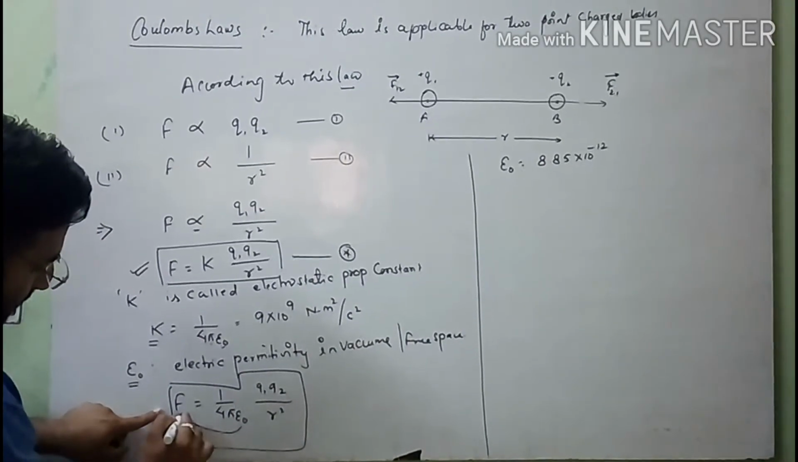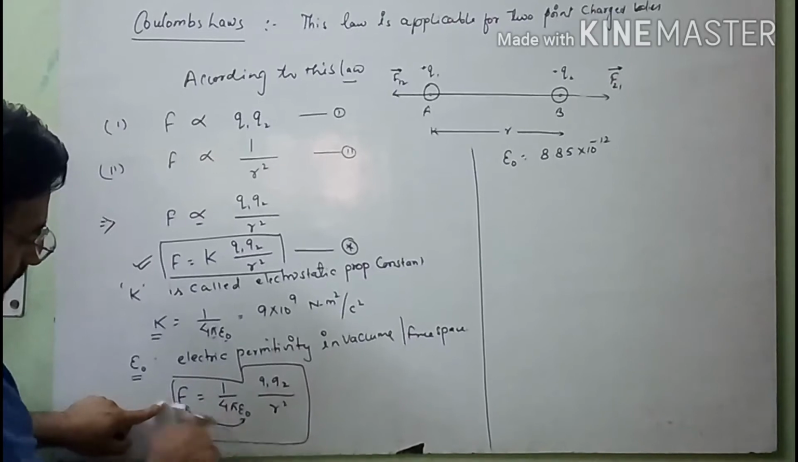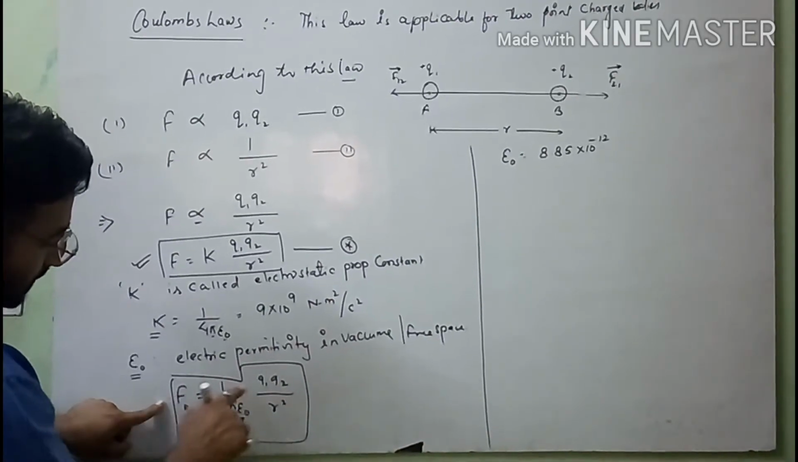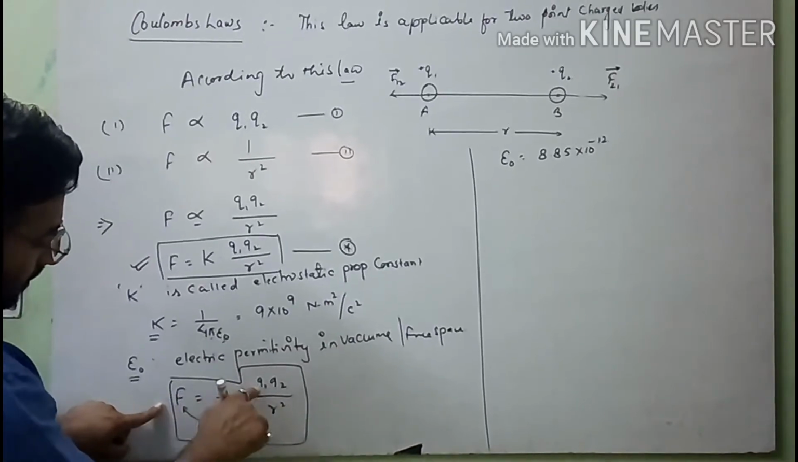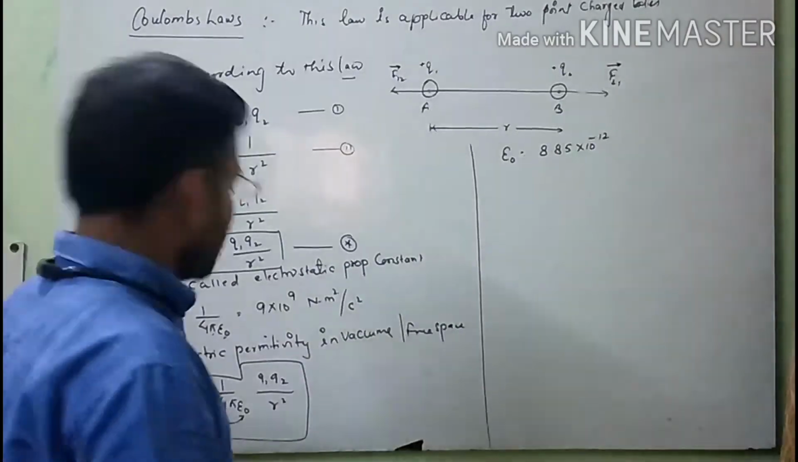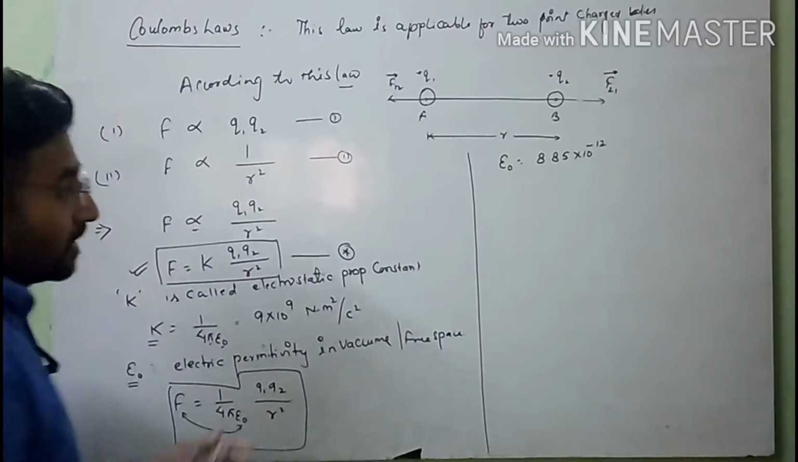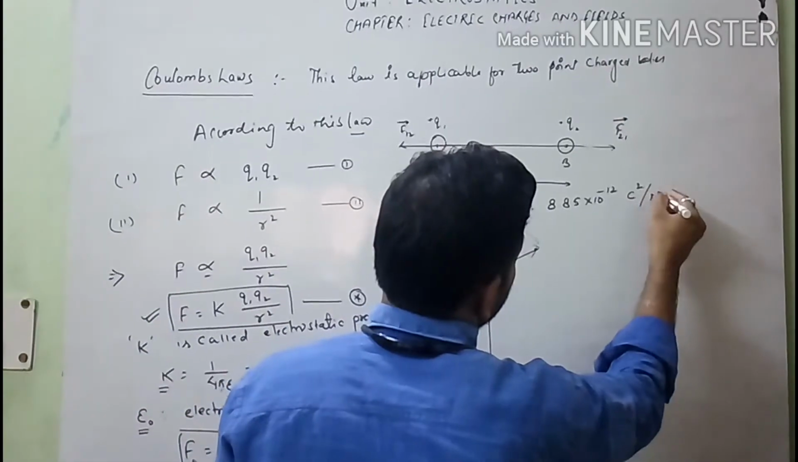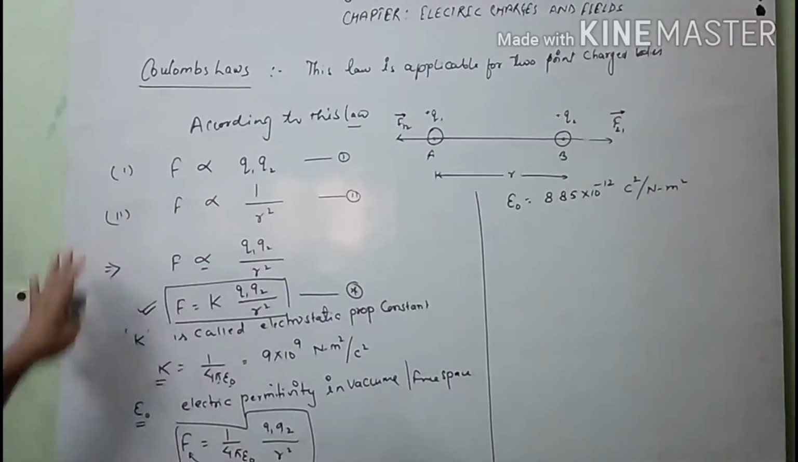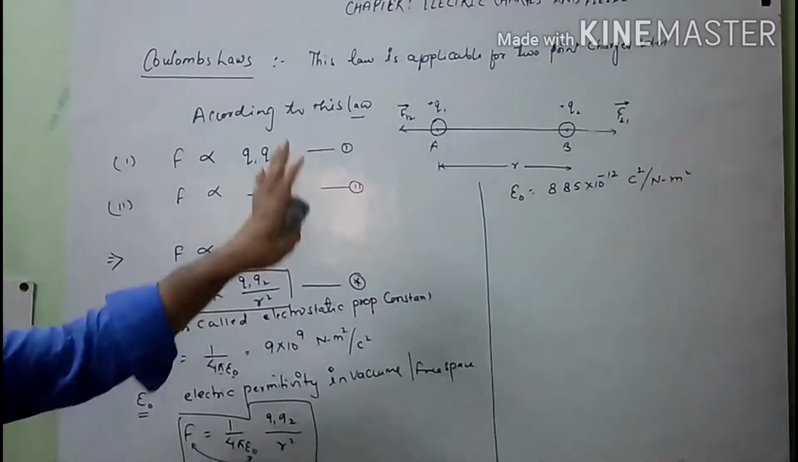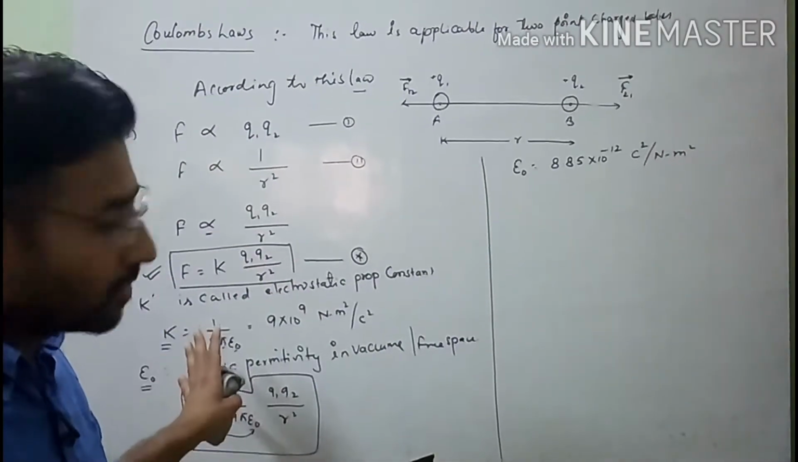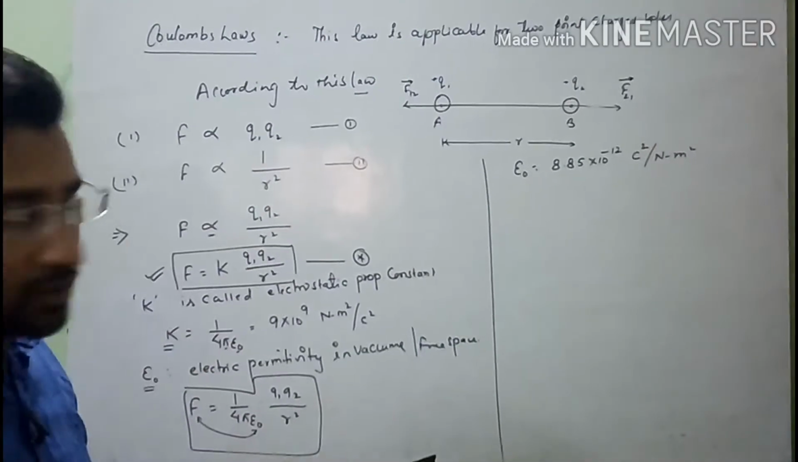If you interchange this value here and this force here, then you will see that the unit of epsilon naught is Coulomb square per Newton meter square. So in this way, you can write Coulomb square per Newton meter square. This one is the formula, or you can say this is Coulomb's law, and its derivation is in front of you.